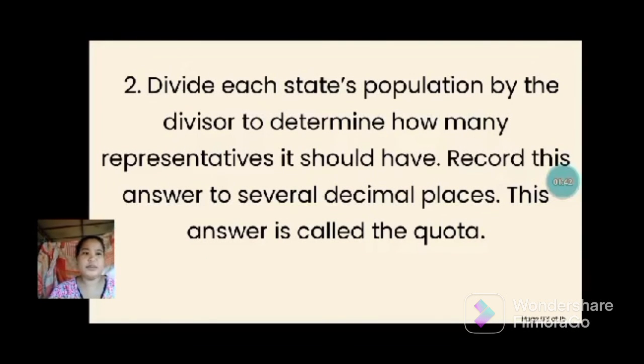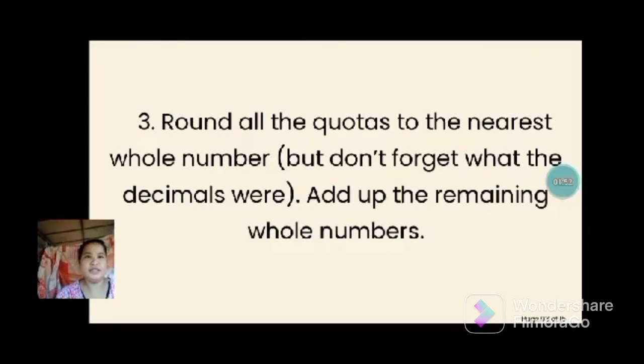2. Divide each state population by the divisor to determine how many representatives it should have. Record this answer to several decimal places. This answer is called the quota. Third, round all the quotas to the nearest whole number, but don't forget what's the decimal part. Add up the remaining whole numbers.